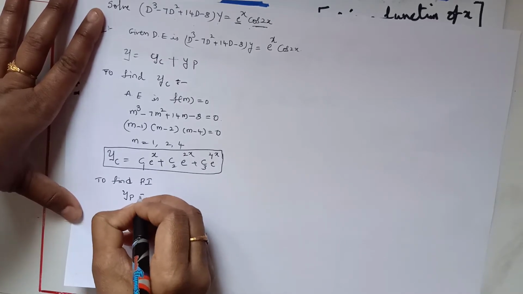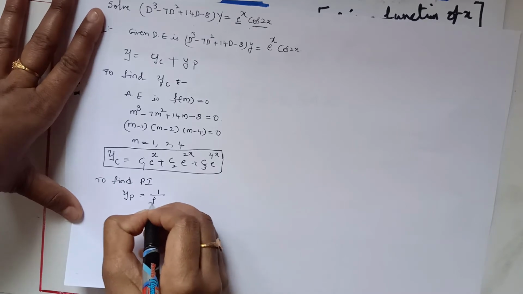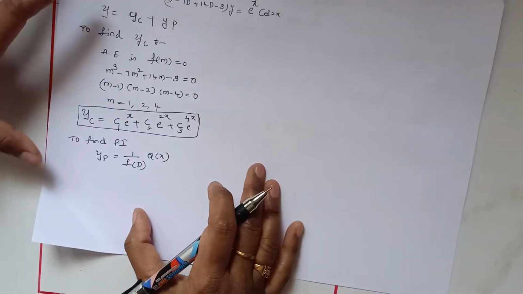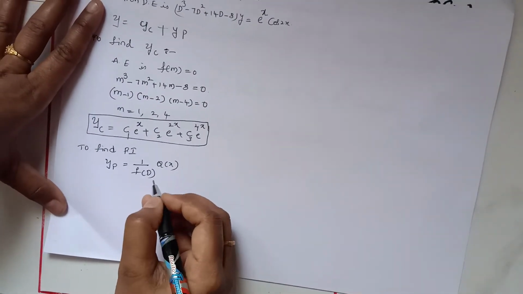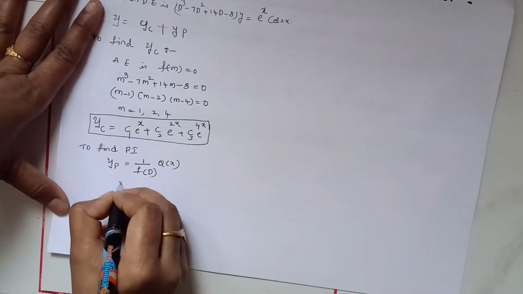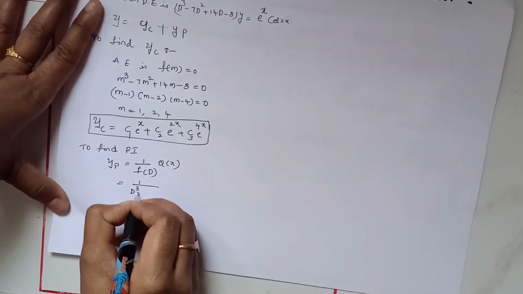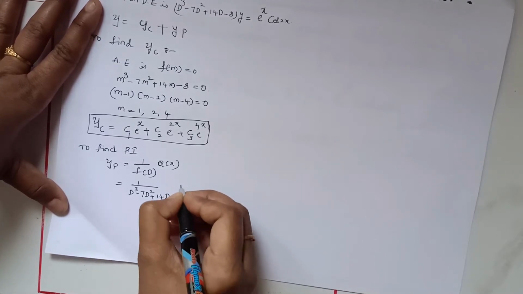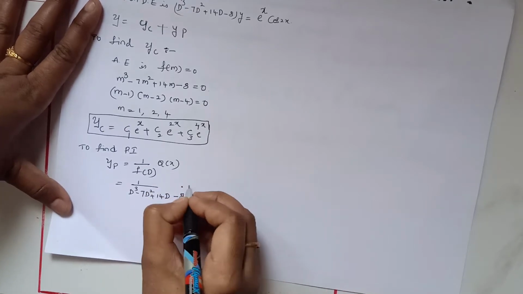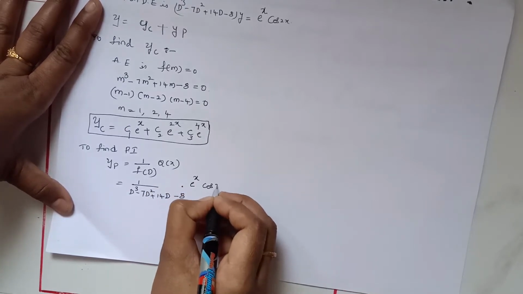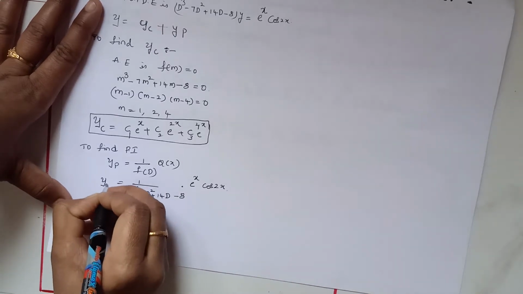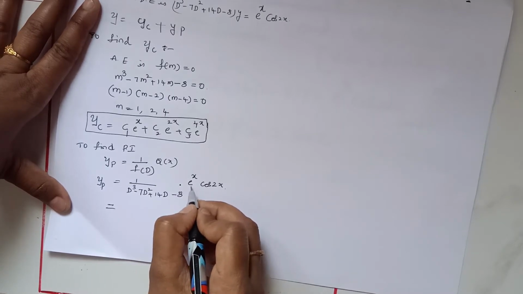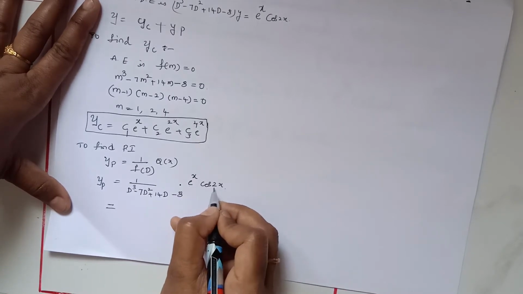yp, that is evaluated as 1 by f of D into Q of x. Here f of D is D cube minus 7D square plus 14D minus 8, and Q of x is e power x into cos 2x. Okay, now look at the Q of x term. As I said, it is in the form of e power ax into v.